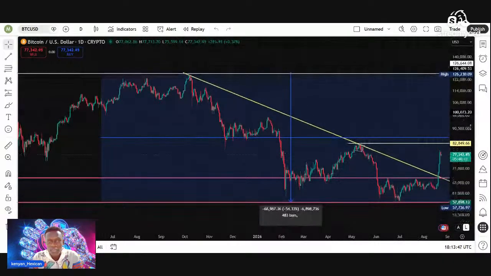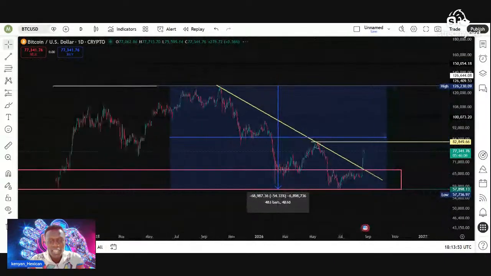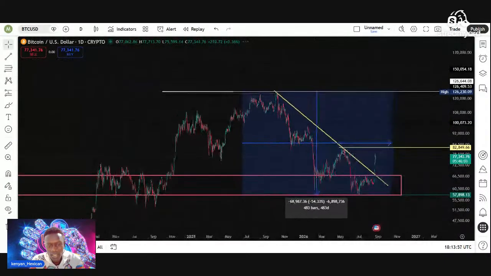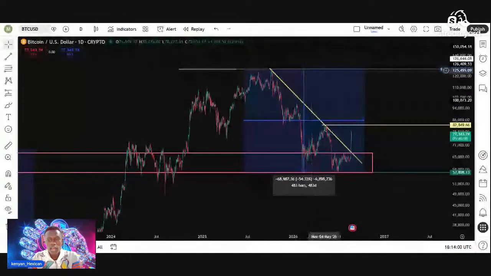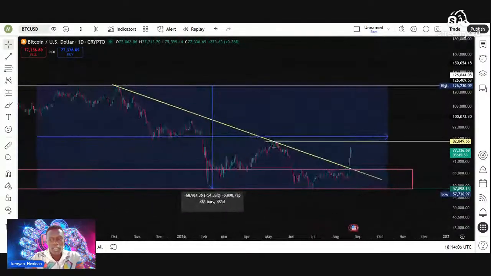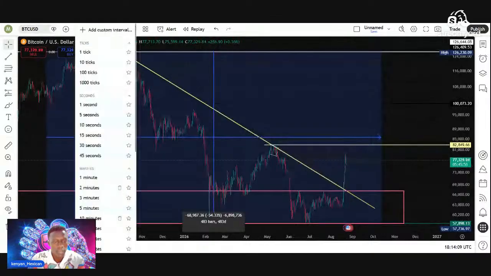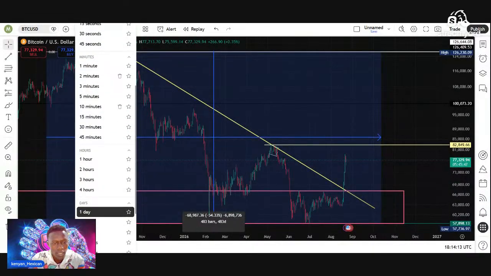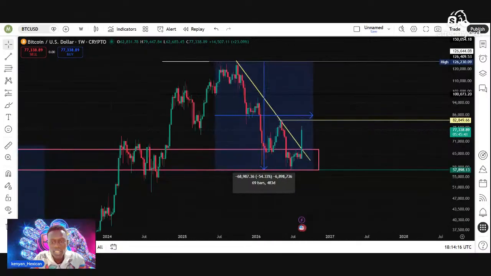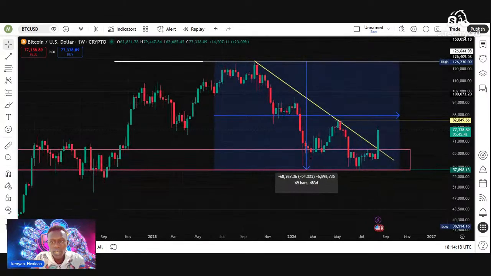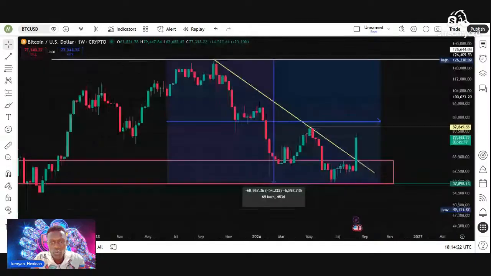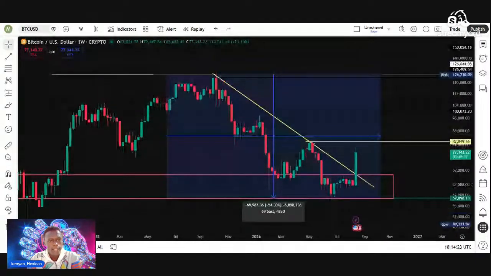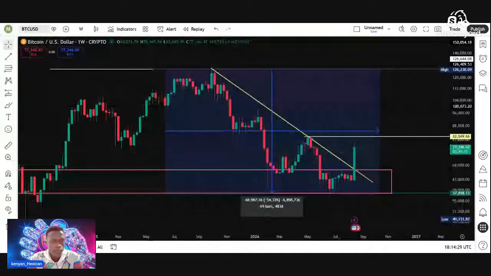Yeah, so we are anticipating for price performance to show us how it's gonna work out. Okay, yeah, so this is how Bitcoin has been performing. Once again, before I go deeper, let me start from the weekly time frame. So this is the weekly time frame, and this is each candlestick for each week.